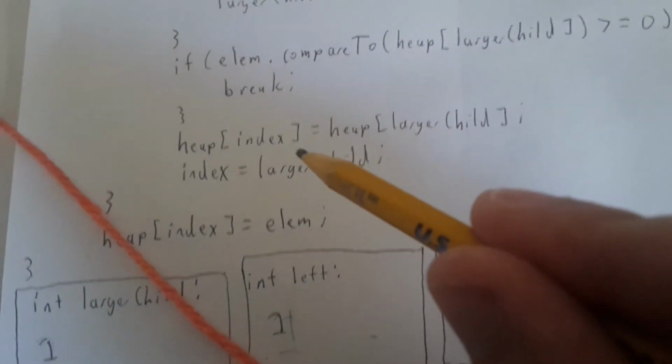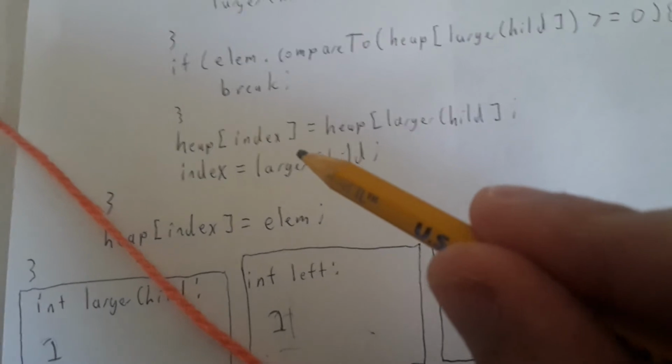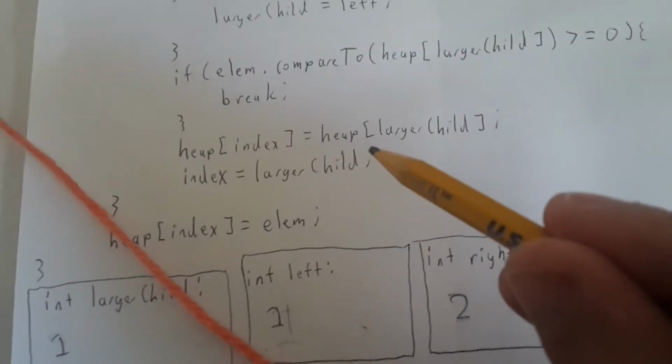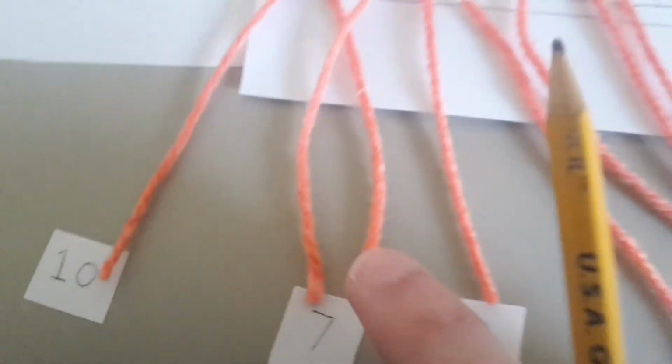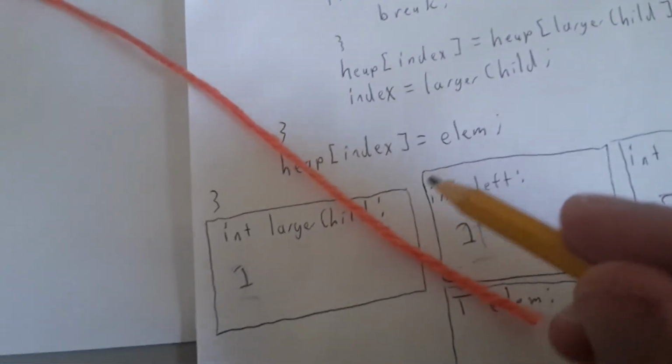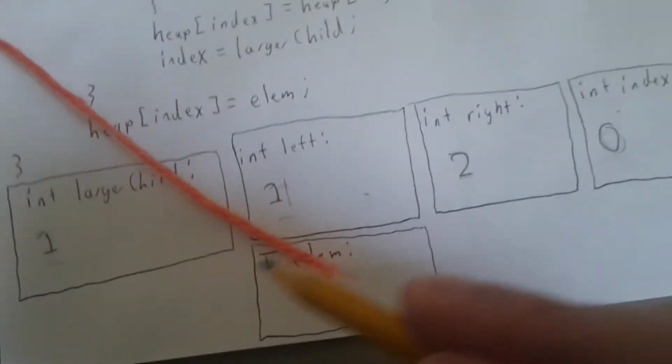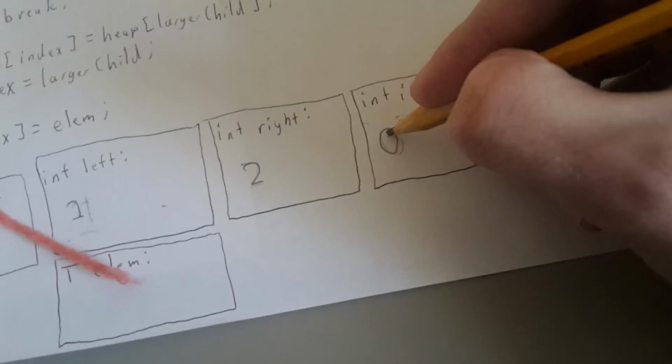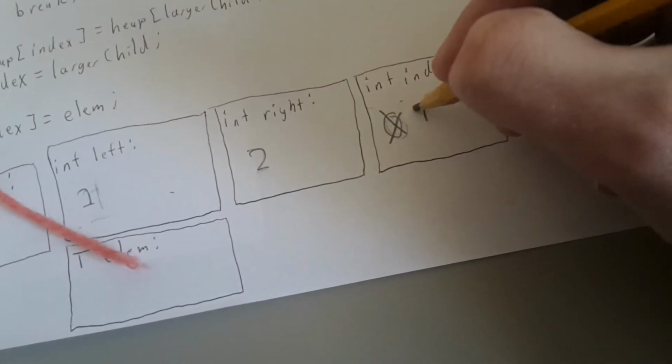Then we say heap at index is equal to heap at larger child. So the index is currently 0. So we can change this one to point to 9. There we go. And then it says index is equal to larger child. So let's change that, larger child is 1. Let's change this index to that. Great. And we can update our new representation.